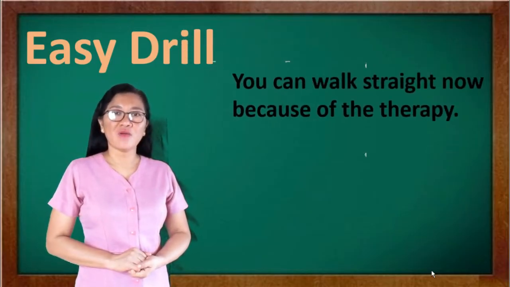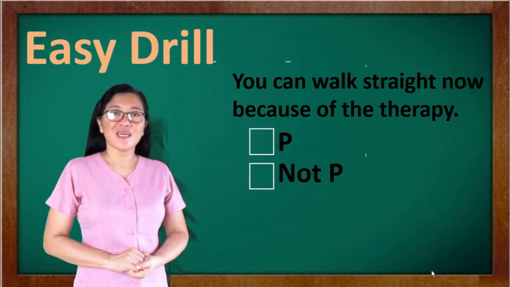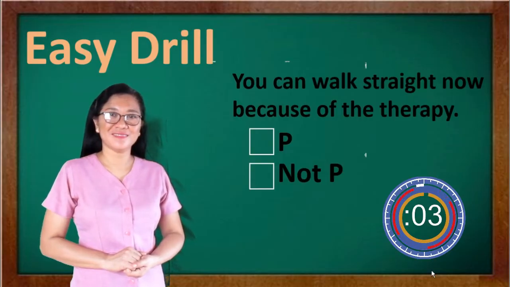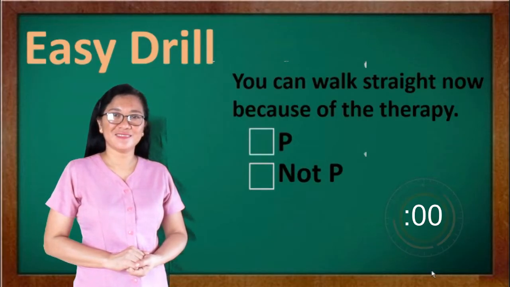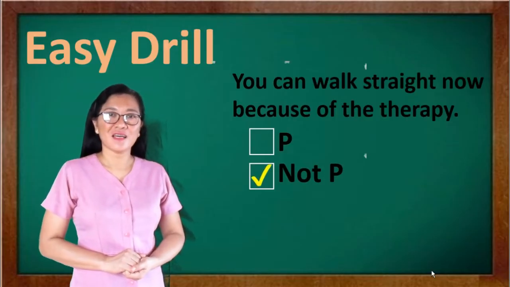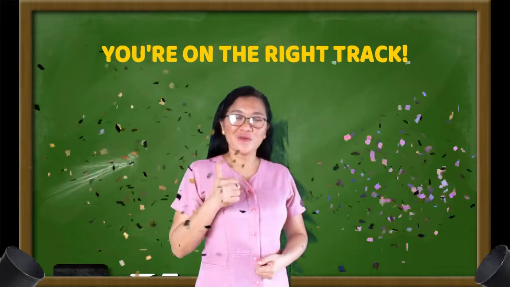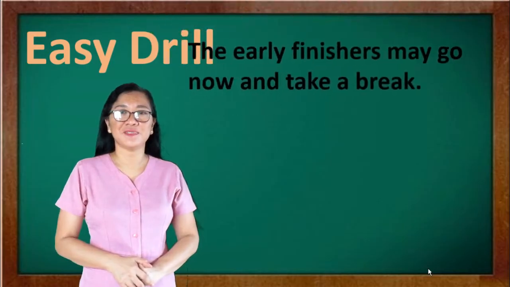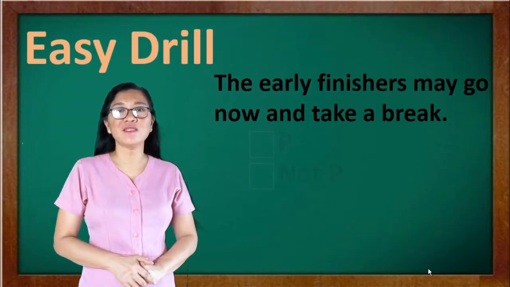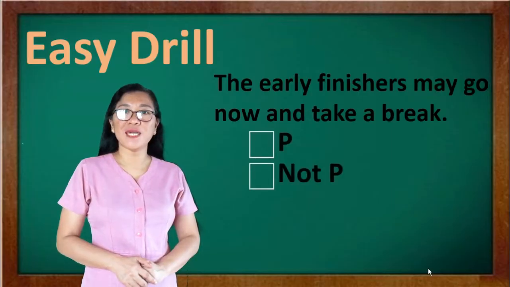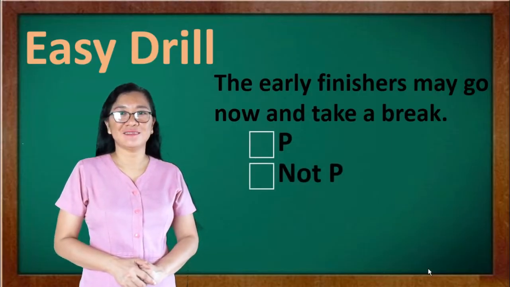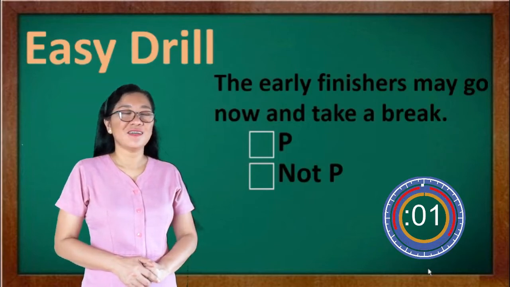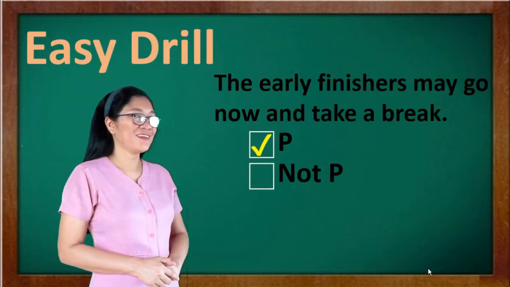You can walk straight now because of the therapy. Is it a P or not P? The answer is not P. You're on the right track. Let us proceed with the next sentence. The early finishers may go now and take a break. P, not P. The answer is P. You got it right.